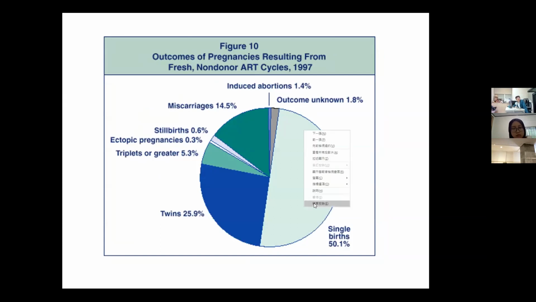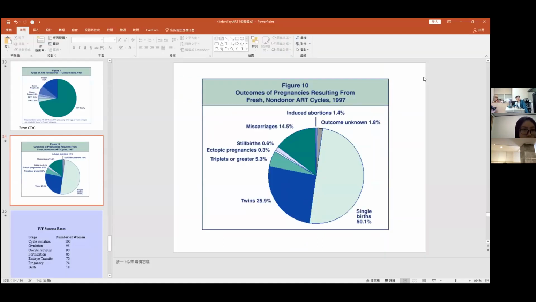Okay, so we are almost finished. I have a final part, which is contraception. Okay, contraception.